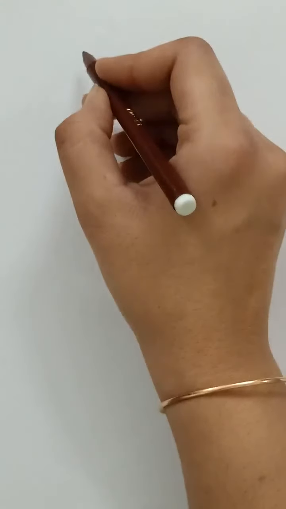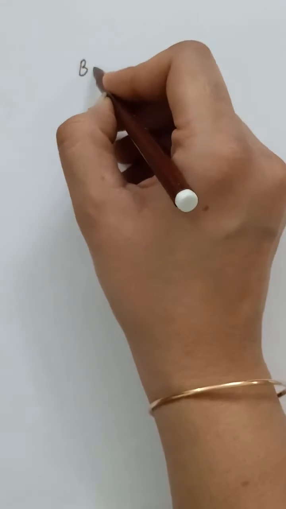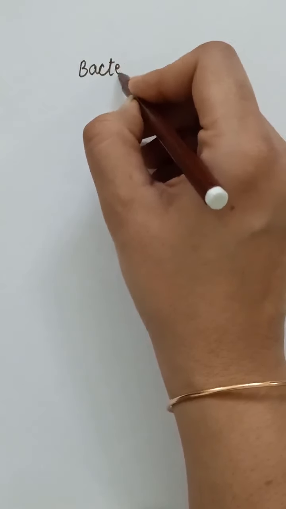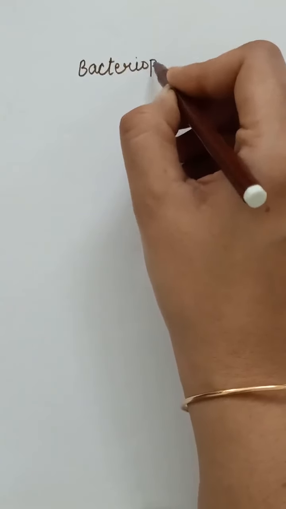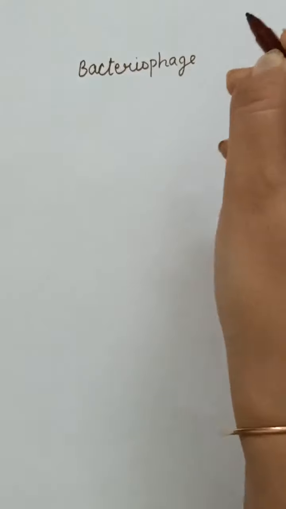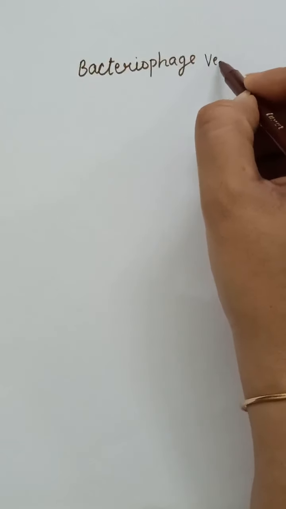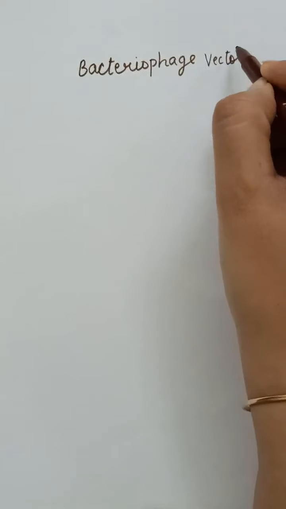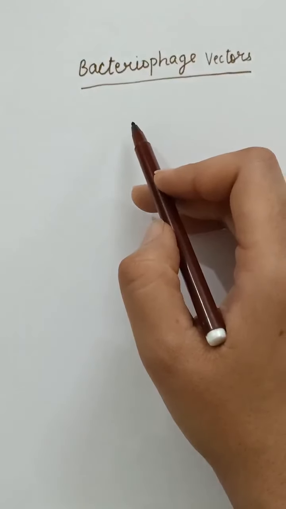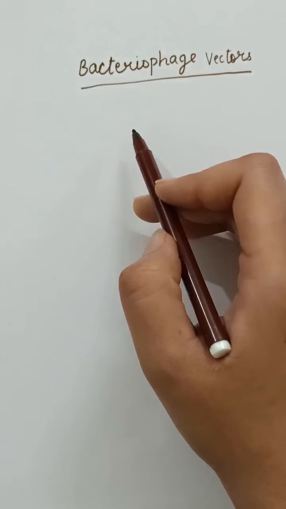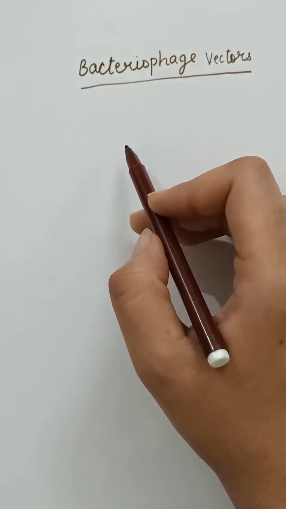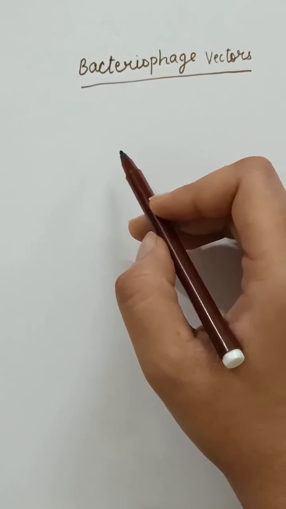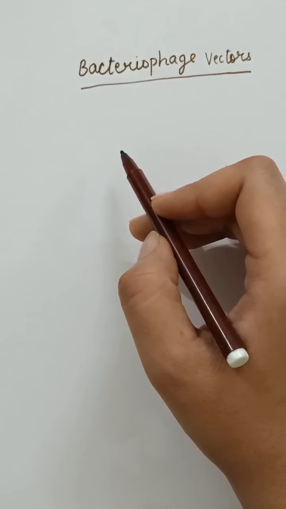Next, very important kind of vectors are bacteriophage vectors. Now, what are these bacteriophage vectors? What is bacteriophage? Bacteriophage is a virus which infects bacterial cells. This bacteriophage virus has a property to infect bacterial cells. So, bacteriophages are the virus that infect bacterial cells after injecting their genetic material and kill them.